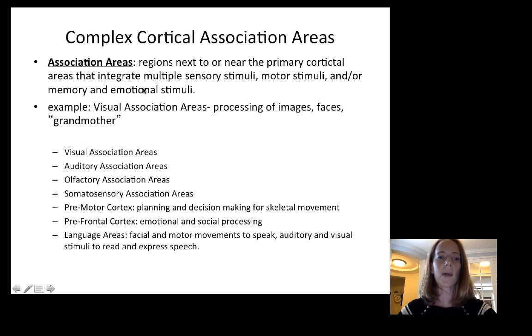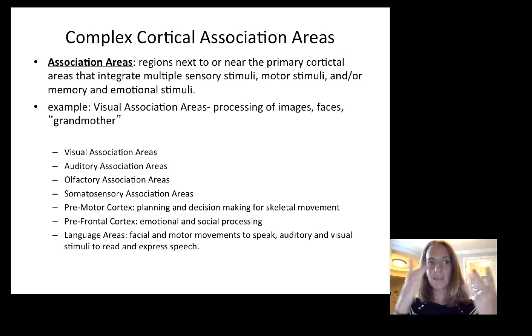So the best example I can give you is if the primary visual area is going to give you a pattern of information, a pattern of lights, then the association area, visual association area, will be the actual recognition of the image that you see. So the primary visual area will be the lights and the different patterns that you're looking at. And then the visual association area will be the processing of that image. Say, that is my grandmother. That is a picture of my grandmother.